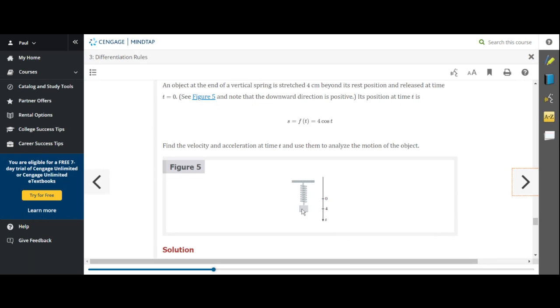So right now, in figure 5, the spring is stretched and the mass is at position 4. That would be s equals 4. When time equals 0, the cosine of 0 is 1. So 4 times 1 is 4. But when you release the spring, you're holding the mass, and if you release the mass, the spring stretch.